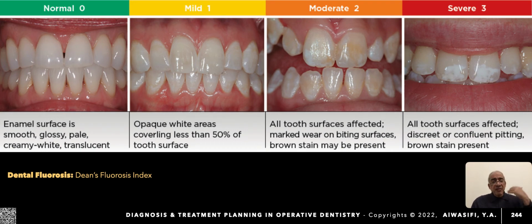Then if it comes to cover a greater percent of the tooth surface, it is upgraded to moderate, scoring 2. All tooth surfaces are affected, with marked wear on biting surfaces because of increased hardness of enamel that lets it chip easily, and brown stains start to appear that may be inspected or discovered. Then severe, where all teeth are affected with discrete or confluent pitting and brown stains are present.